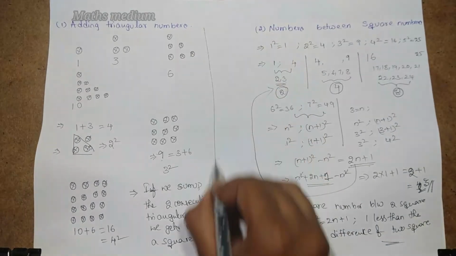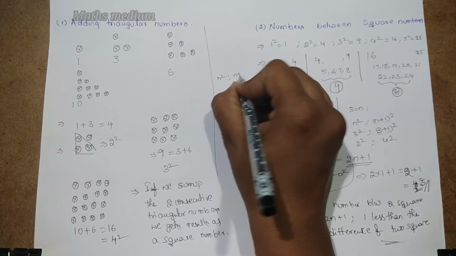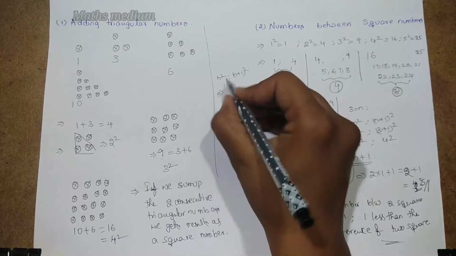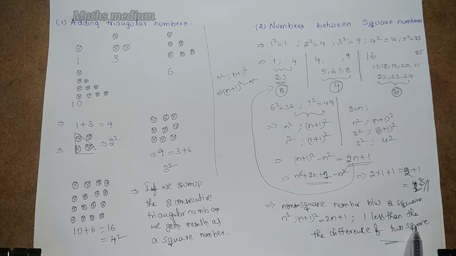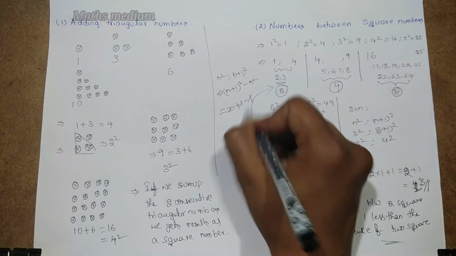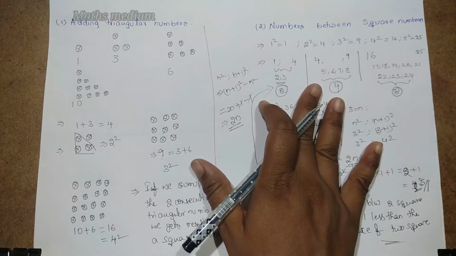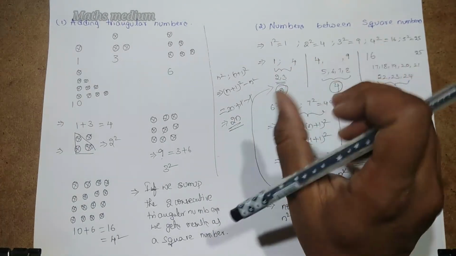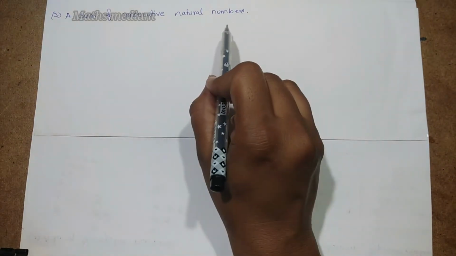See, here we get n square and n plus 1 square, but how are we going to write n plus 1 square minus n square? Here the difference of two squares, the numbers between are 1 less than the difference of two squares. We get 2n plus 1 minus 1. In this case, the minus 1 cancels, we get 2n. This is the answer to find the numbers between square numbers. Those are non-square numbers.